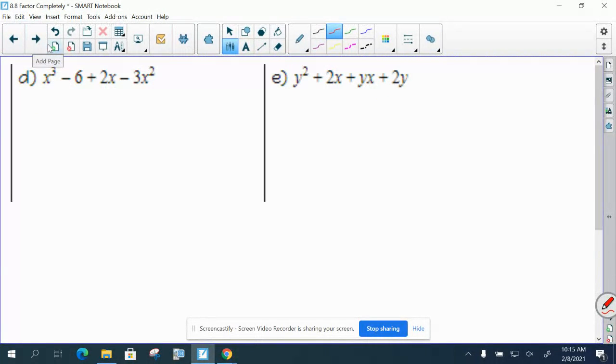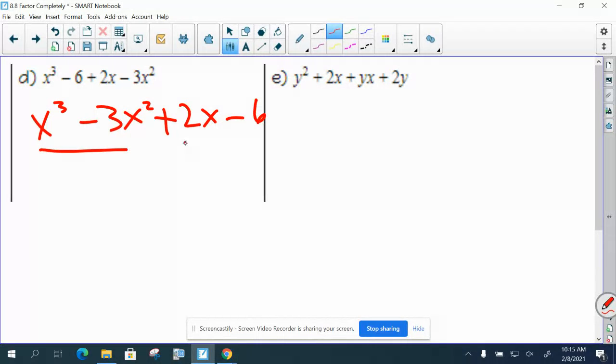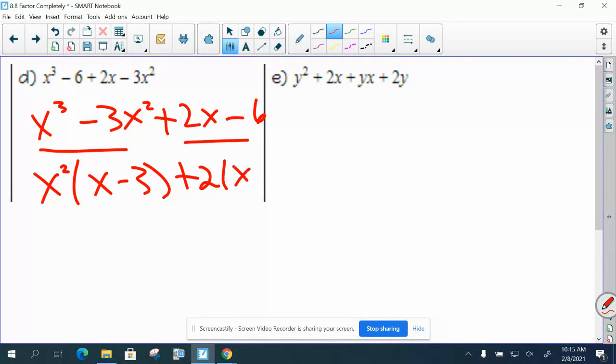All right, a few other of these questions. Let's see. For this example, notice that it's not in standard form. In order to factor it, we'll write it in standard form. So y to the third, and then we'll write minus 3x to the second, and then we'll do plus 2x, and then we'll do minus 6 last. So now we can split it up into 2 groups, factor out x squared and write x minus 3. Here we can factor out 2, and we're left with x minus 3. Factor out the x minus 3, and then you're left with x squared plus 2.